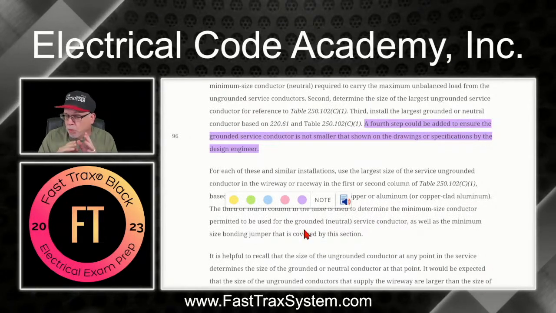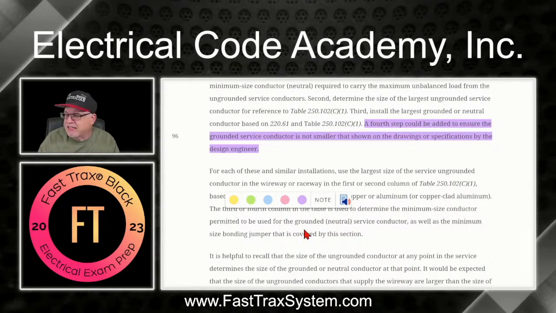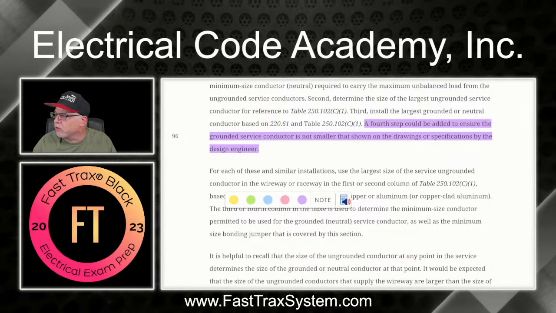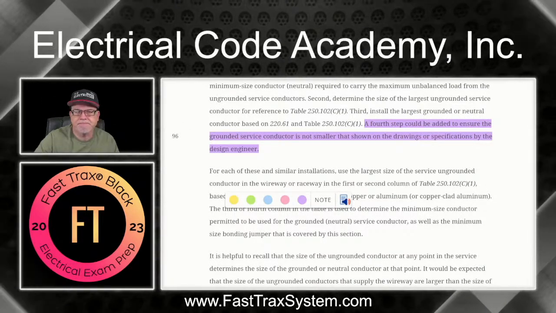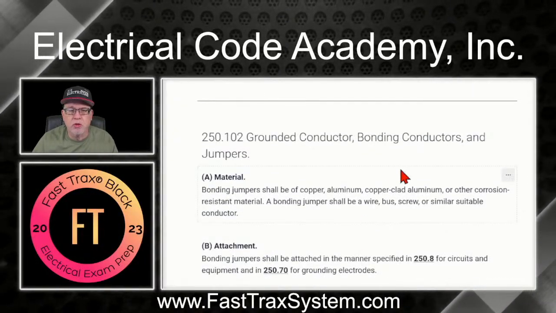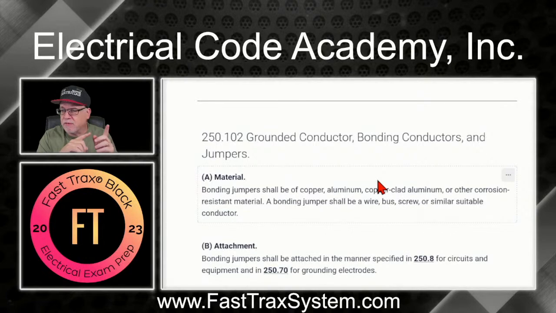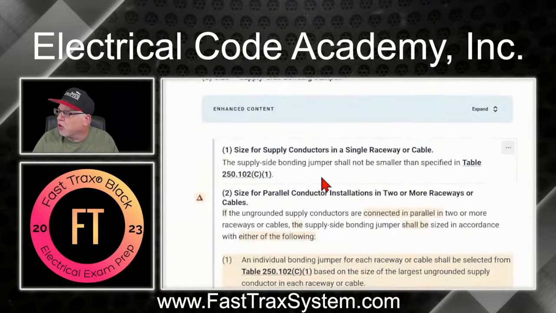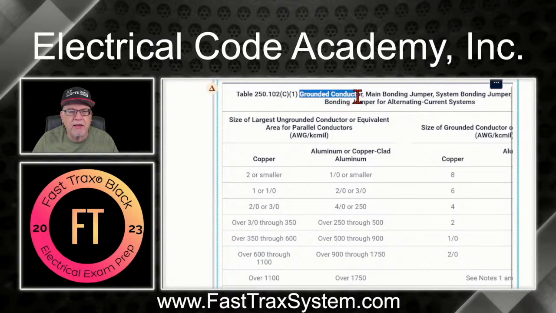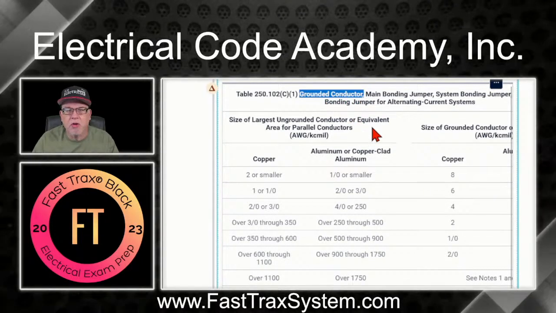So real quickly, we're going to look at an example, but let's go look at that table so we kind of know what's going on. Bear with me, I didn't have it loaded, so I'm going to load it in. All right, so 250.102 is where we would be, but of course it sends us where the rules send us, to the table. So here's the table, and you see right here it says grounded conductor. Okay, so here's where we're at.